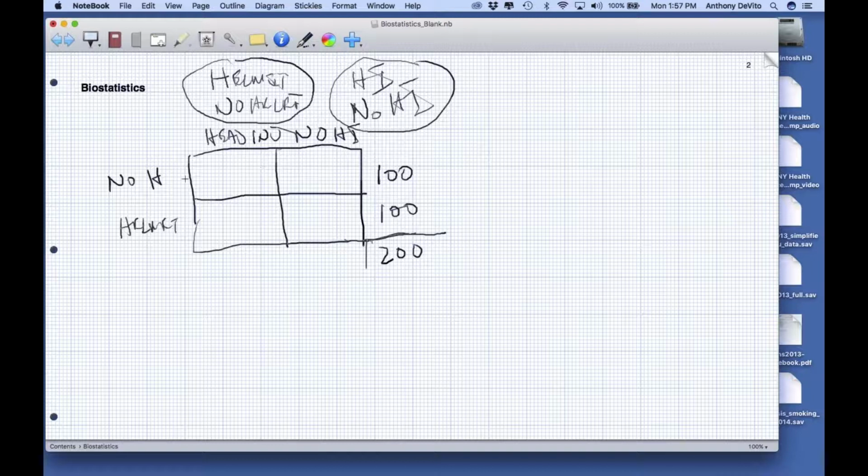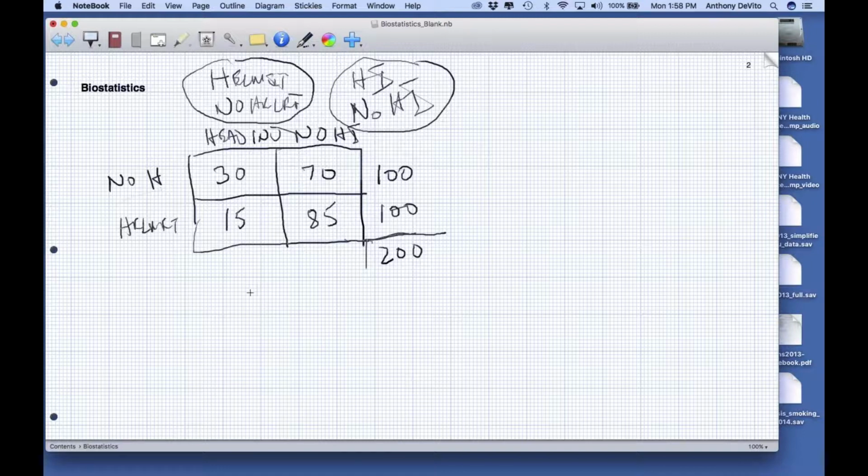Right? Well, then I'm going to examine those 100 people that said they were not wearing a helmet. How many of them had a head injury when they came in here? And let's say it turns out that 30 of them had a head injury, 70 of them didn't have a head injury. Well, how about people that were wearing a helmet? You wear a helmet, you still can get a head injury, right? So maybe I found out that 15 had a head injury and 85 didn't have a head injury, right?